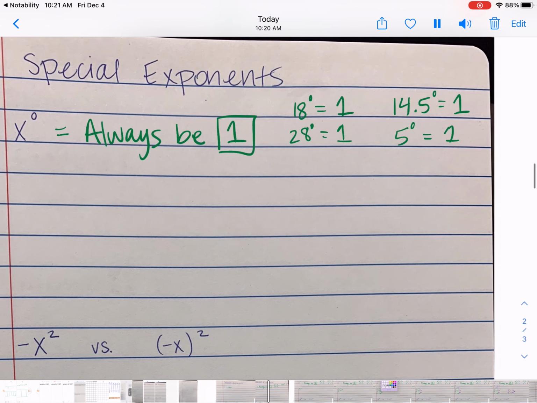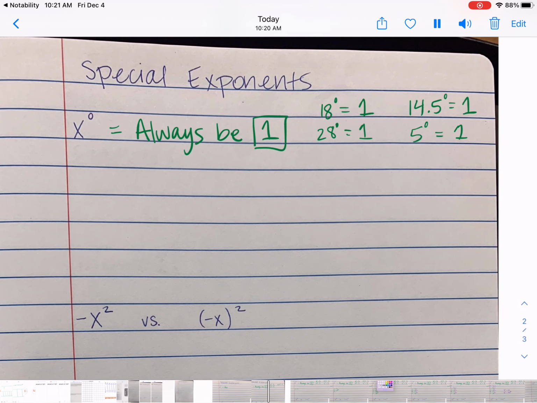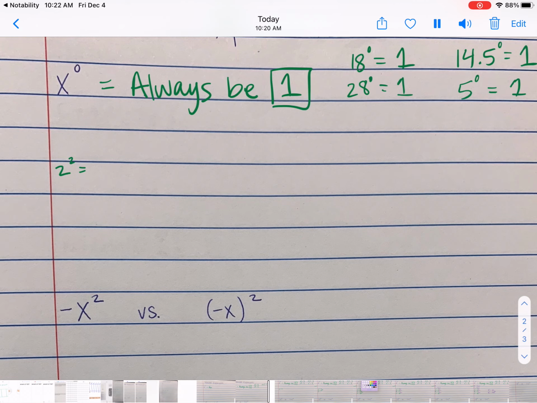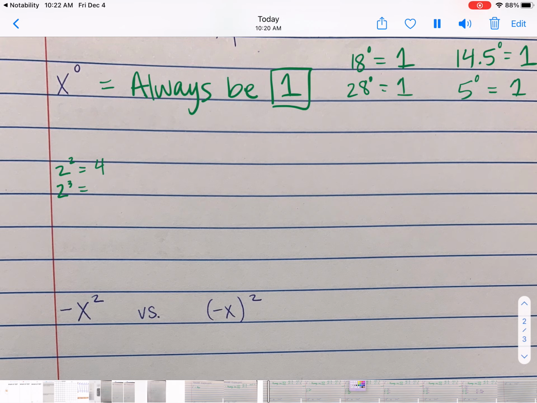Now let's talk about why that works. You don't have to write all of this down, but I do want you to understand. So if I had, let's use a basic number like 2. 2 to the power of 2, that means repeated multiplication, 2 times 2, which is 4. Okay? If I had 2 to the power of 3, repeated multiplication, that means 2 times 2 times 2. That means that my answer is 8.